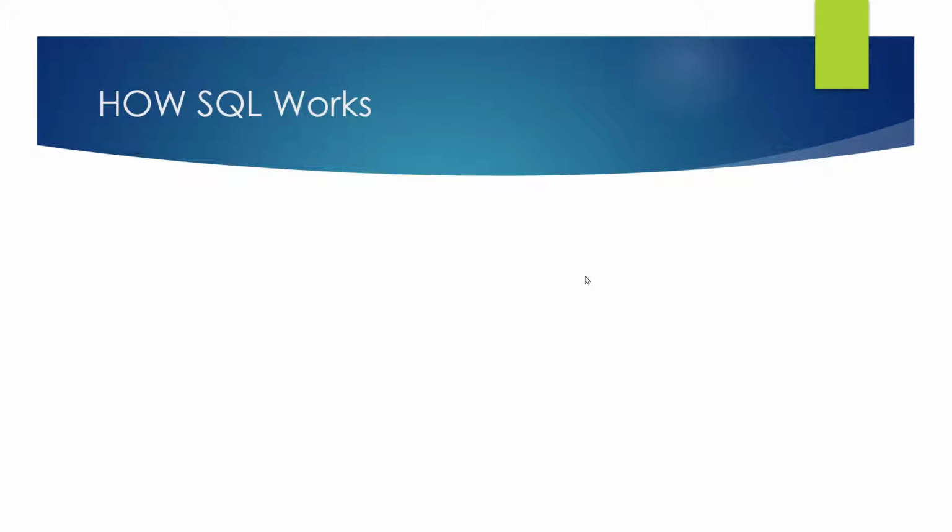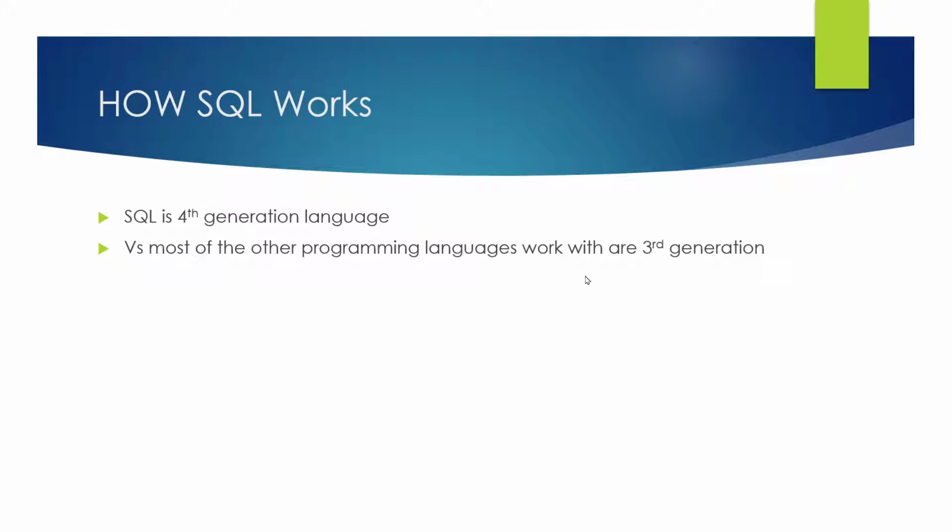The first thing to get started with is that SQL is a fourth generation language. As opposed to that, all the other languages we typically work with, let's say C, C++, Java, are third generation languages. Now the question might come, what does it mean and how is it relevant for our SQL tuning? To understand that, let's jump to the code.